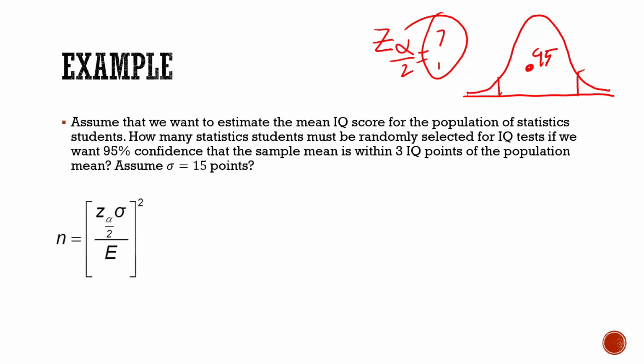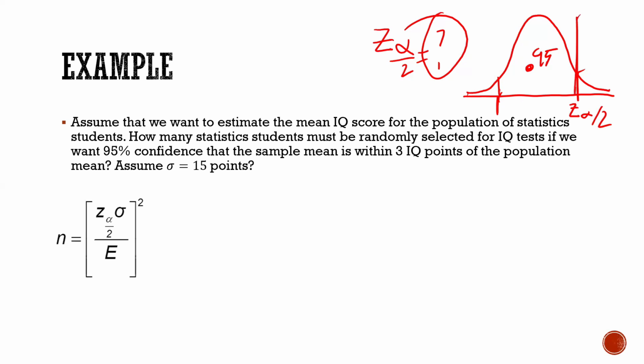Z table. Areas are represented. Table values represent area to the left, right? So we want to find this z-score that cuts off, and the negative value of it that cuts off, the center 95% of data.